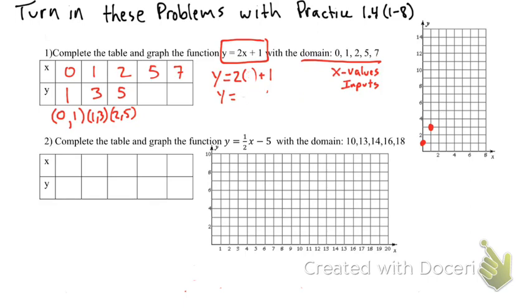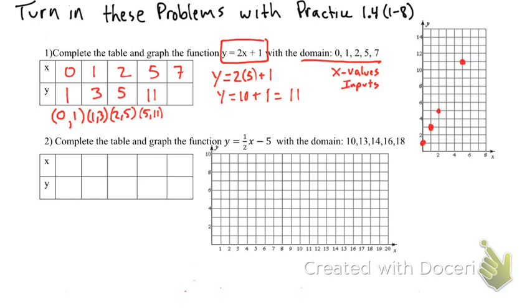My next point, we're plugging in 5 for x. 2 times 5 is 10. 10 plus 1 is 11. So we now have (5, 11). And we plot that point. So your graph should look like this at this point.